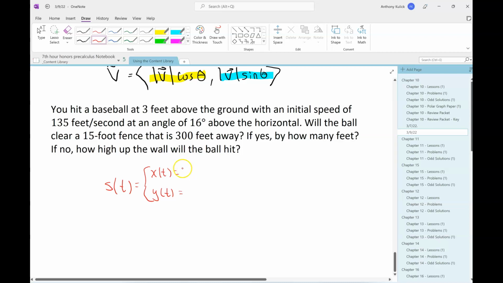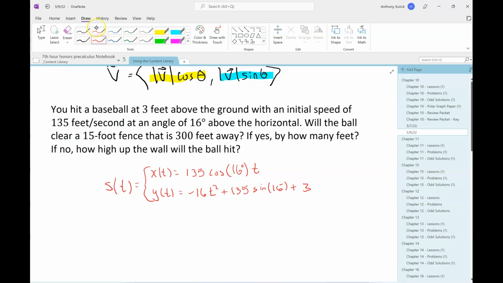So the equation for position in 2 dimensions is the magnitude of the initial velocity, which is 135, and then cosine of theta. Theta is 16 degrees. And then I have my t. And I have, for the y, negative 16t squared plus initial velocity, 135, sine theta, which is 16, plus the initial height, which is 3.